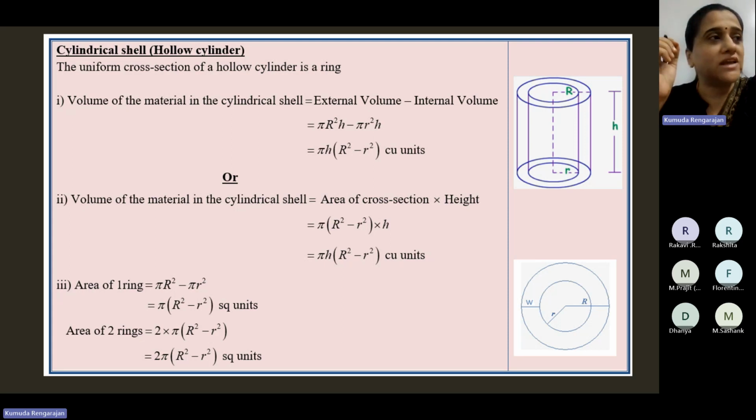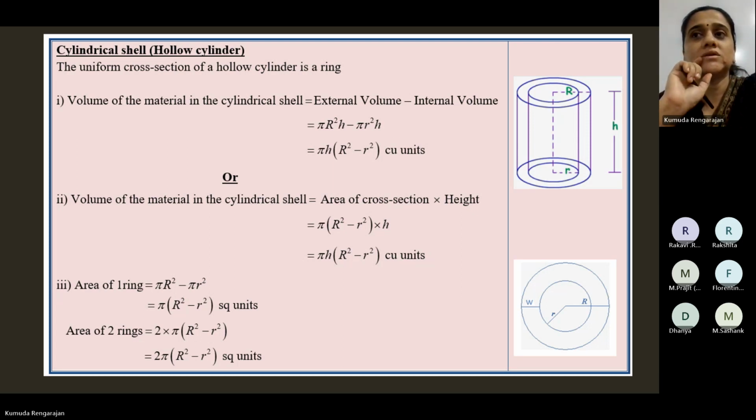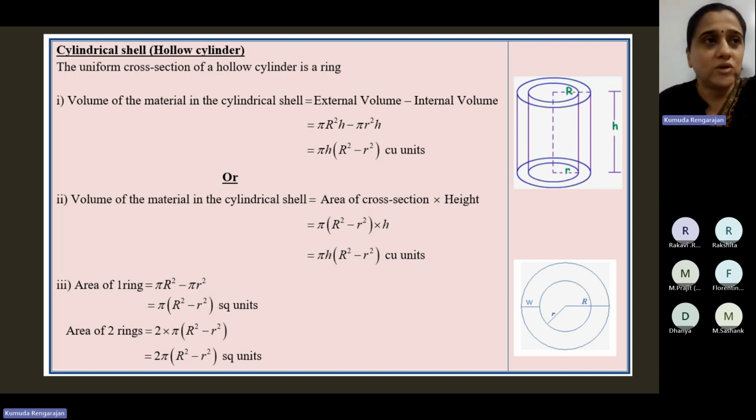Okay, the length of the diagonal of a square. Square is a plane figure. So the length of the diagonal of the square is given by? Okay, root 2a units. Length of the diagonal of a square is given by root 2a units.